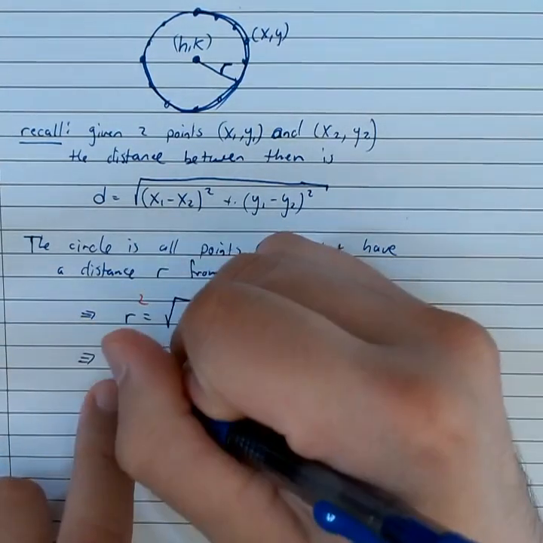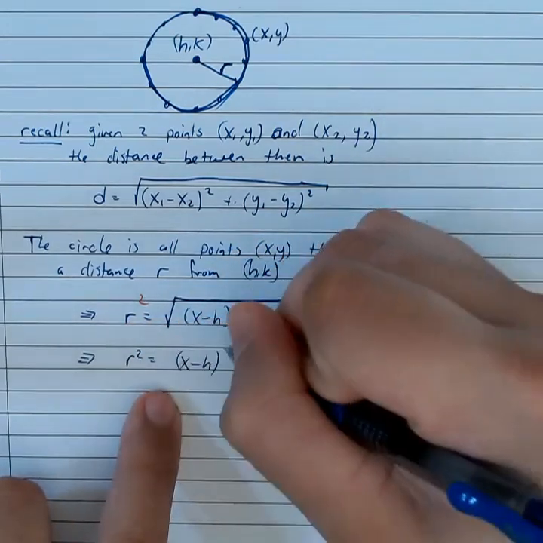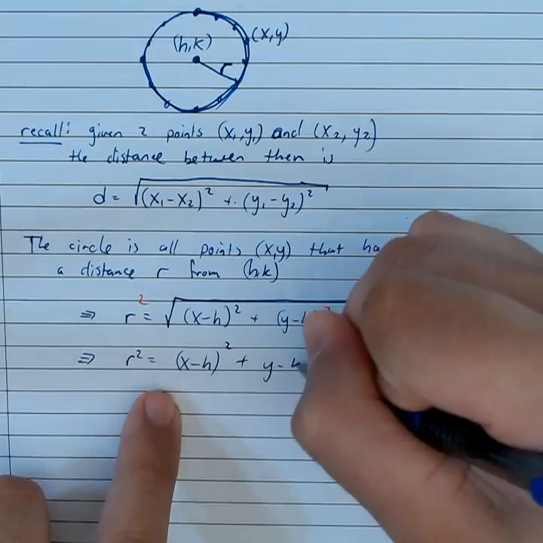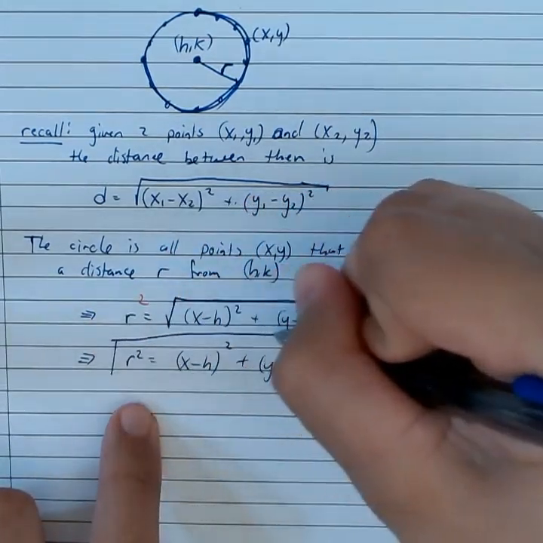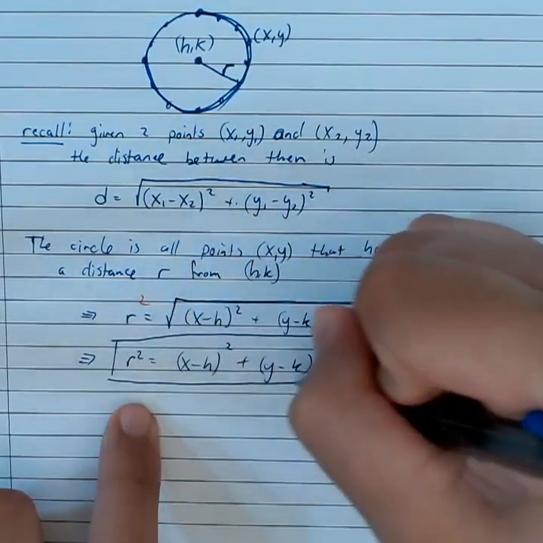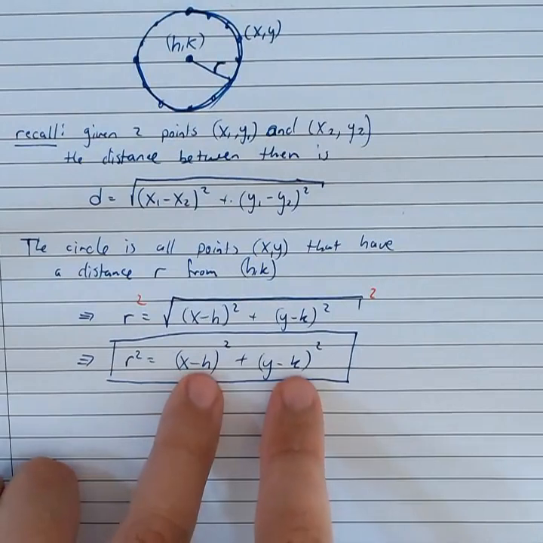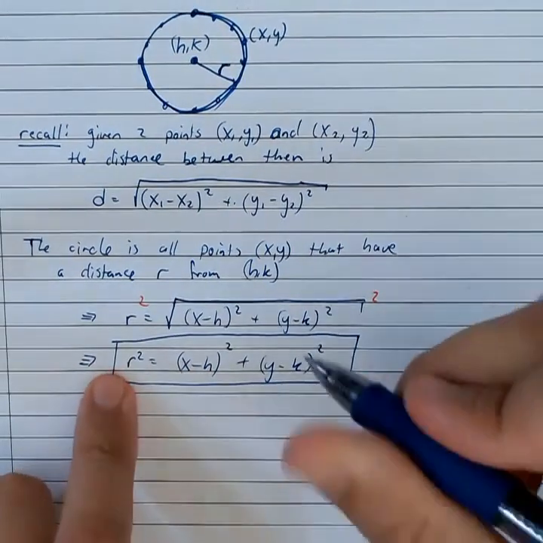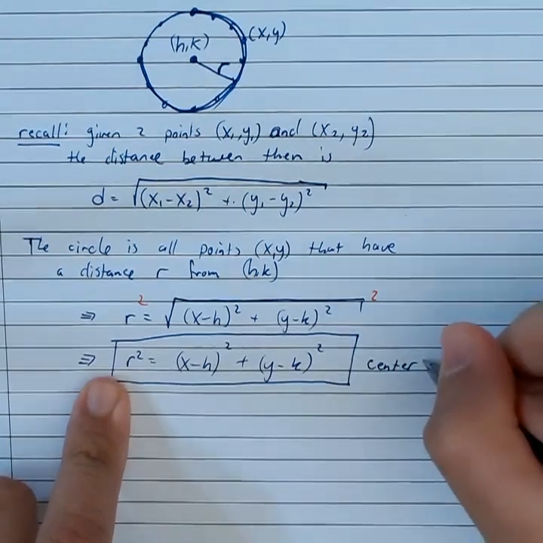So here we can write this as r squared is equal to x minus h squared plus y minus k squared. And this is what's called the center radius form of a circle. This is a formula that gives you the equation of a circle so long as you know the center and the radius. Hence the name, the center radius form of a circle.